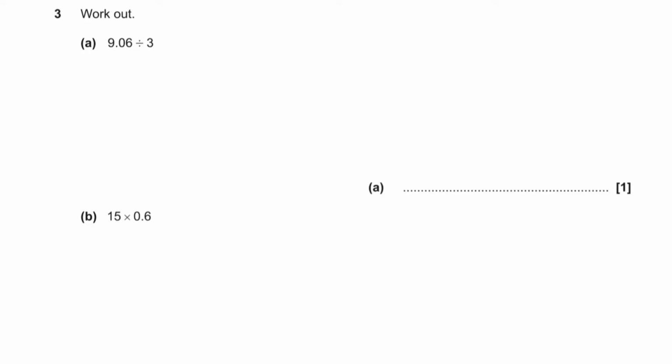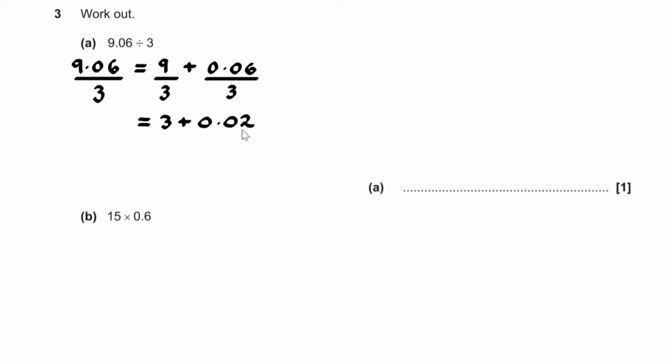Question number 3. For part A, we have to work out 9.06 divided by 3. Well, 9.06 divided by 3, that's the same as 9 over 3 plus 0.06 divided by 3. Now, 9 over 3, that's 3. 0.06 divided by 3, that's 0.02. And adding these together, we end up with 3.02. So therefore, 9.06 divided by 3 is 3.02.